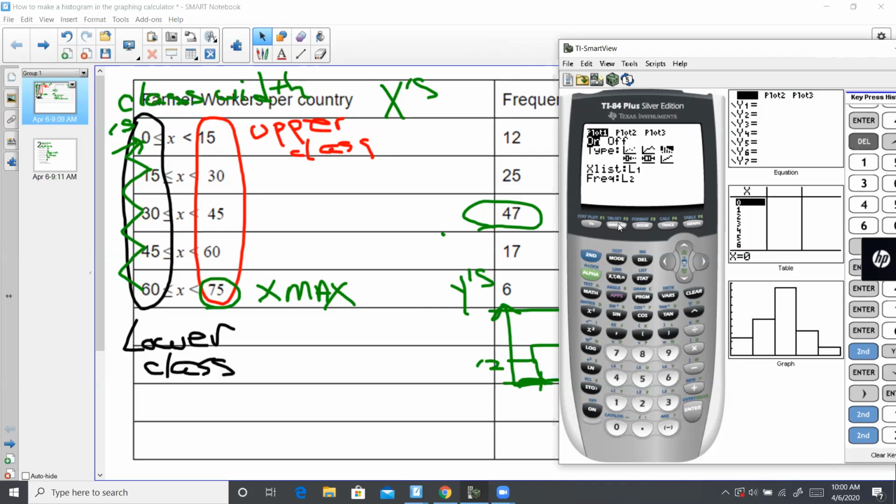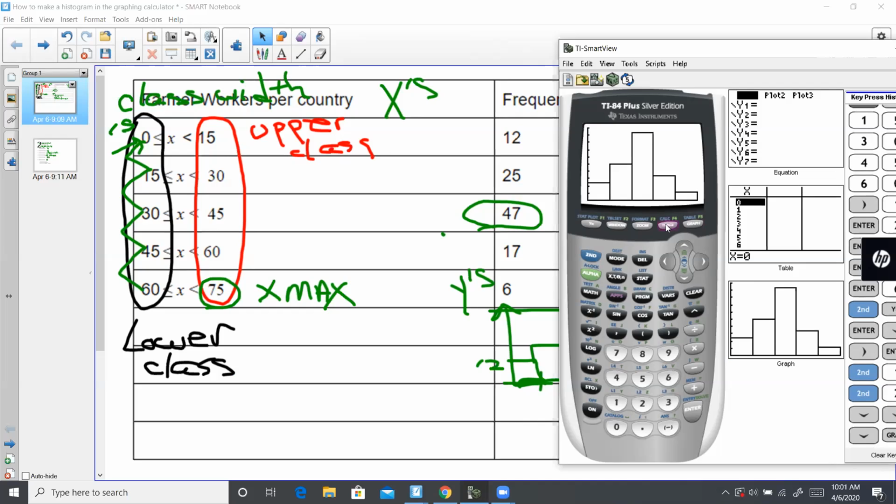Okay, next step, we want to go to window. Window, X min. X min we said was 0. X max we said was 75. We'll type that in. X scale, I'm sorry, was our class width, which is 15. Y min is always 0. Y max is 50, that's what we chose, and then Y scale was 5. Okay, so you can kind of see this over here to the right. I have this histogram going on here. So we're going to press graph, and there's our histogram.